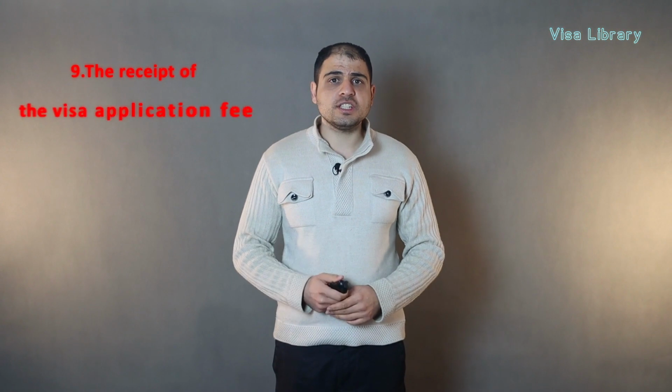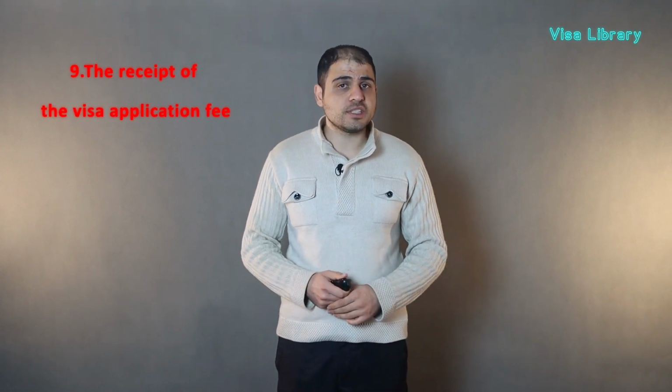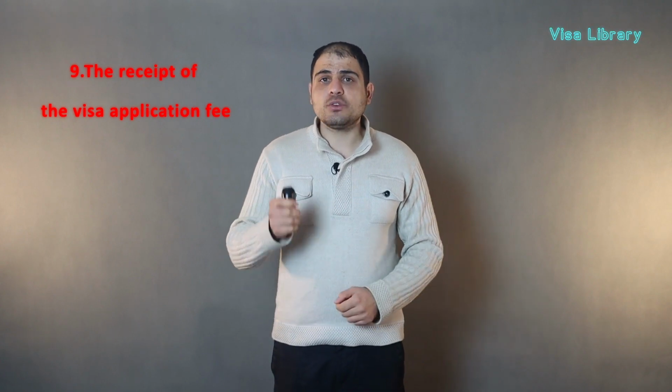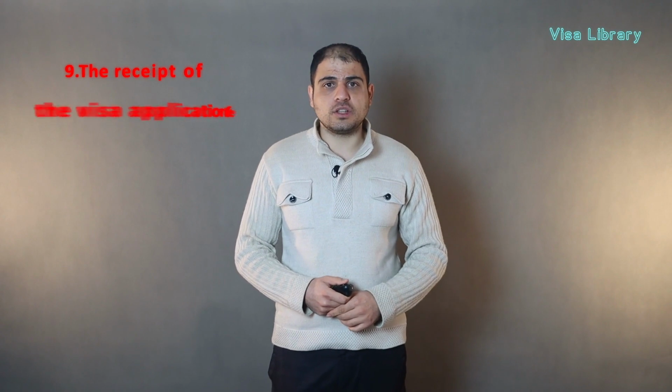Number 9, the receipt of the visa application fee. The way you have to pay the fee is with the Korean embassy or visa center. Ask them how you should pay the fees and how much it costs. This was a general list of supporting documents, but the Korean embassy might ask for further supporting documents. You can ask them for the full list of required documents to save time and speed up your application.